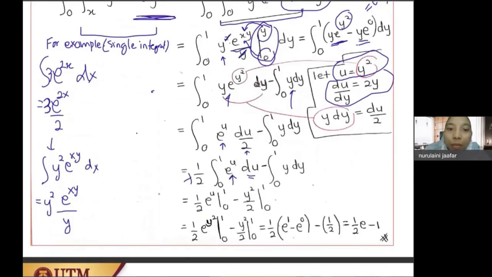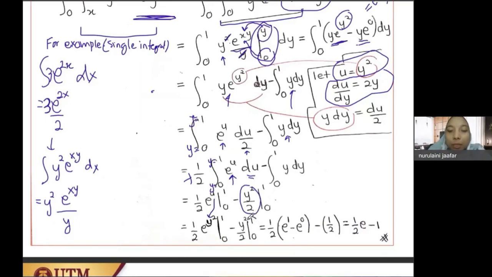We have to be careful. This is y equal to 1, y equal to 0. Later we will change again. Alright, then integrate y, we get y squared over 2, right? And then what you should do, you replace u with y squared again here. So you will get 1 over 2 e^(y squared) minus y squared divided by 2. Okay, integrate from 0 to 1.